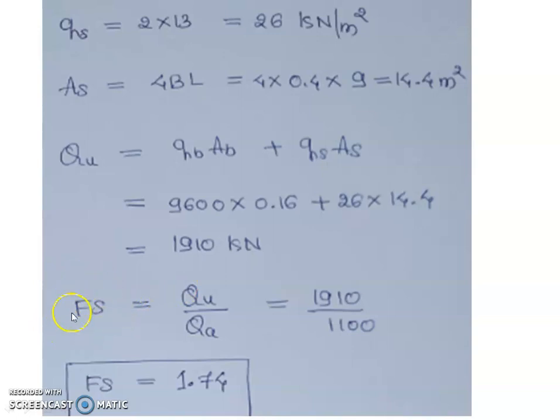In the problem we are asked to find factor of safety, so use equation Fs is equal to QU divided by QA. QU is 1910 divided by QA is 1100, which is given in the problem. With this we get factor of safety as 1.74.